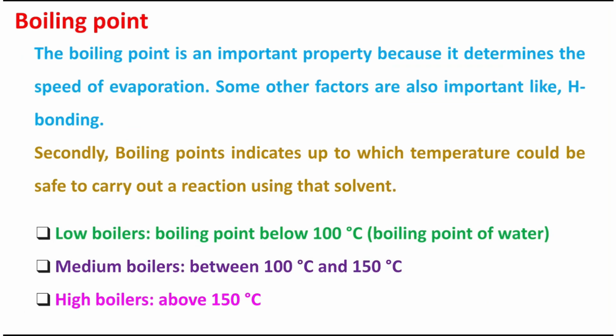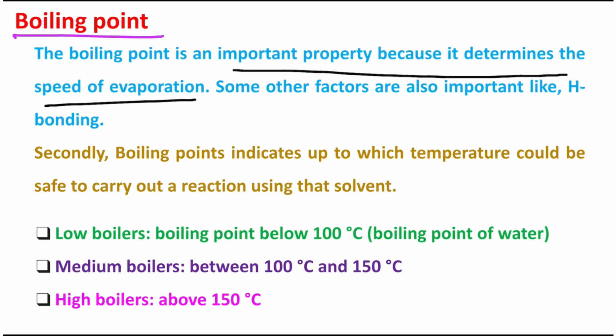Now, the second point is the boiling point. It is the particular temperature at which the liquid solvent is converted into gas, means it evaporates. This is an important property because it determines the speed of evaporation at a particular temperature. For example, if the boiling point of a solvent is 110 degrees centigrade and you are giving a particular temperature, from this boiling point data you can guess the evaporation pattern of that organic solvent. Some other factors are also important here, like hydrogen bonding.